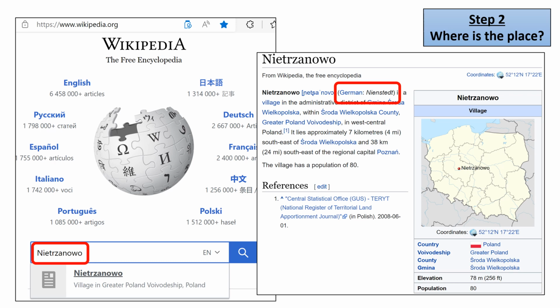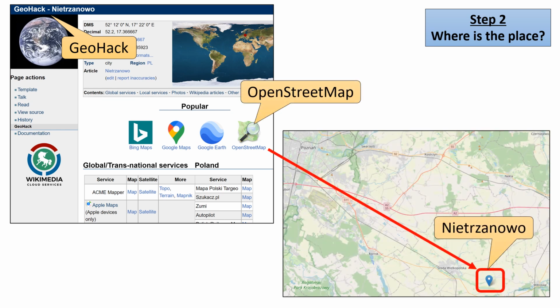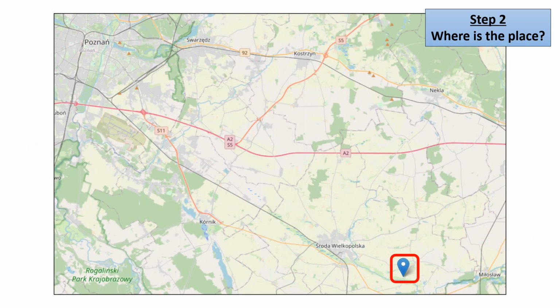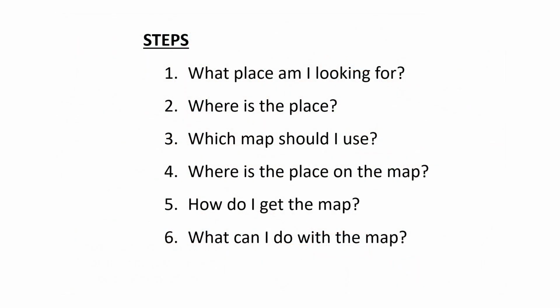To find the place, click on the coordinates in the upper right corner of the Wikipedia screen. This takes us to the GeoHacks page for Niechanovo, where we will use OpenStreetMap to find Niechanovo. Zooming out, we see that Niechanovo is southeast of Poznań and just beyond Środa Wielkopolska. With that knowledge, let's find Niechanovo on an old map.